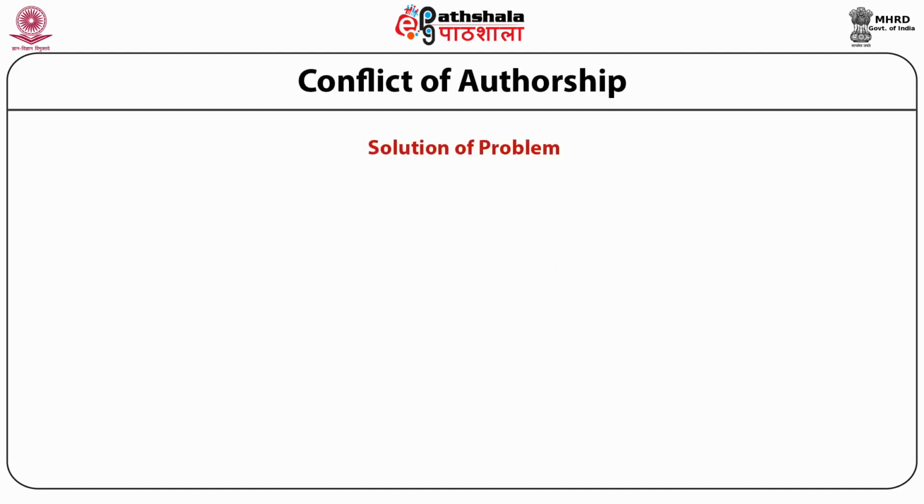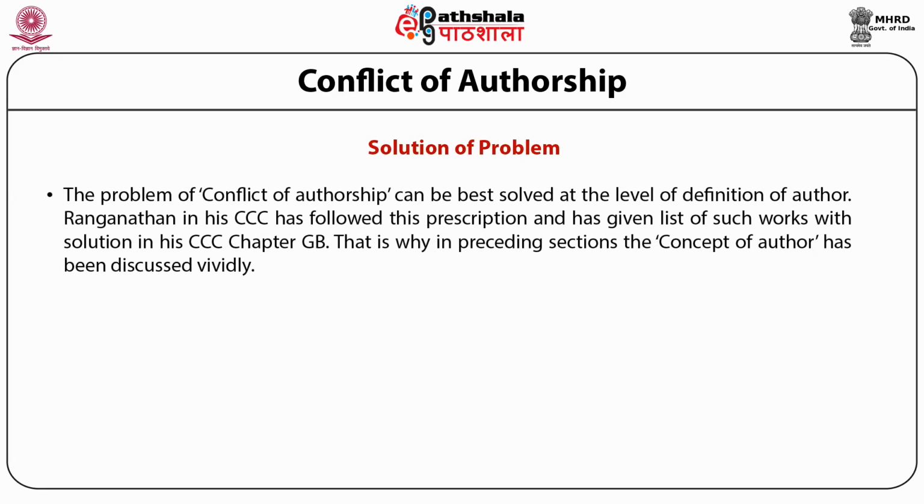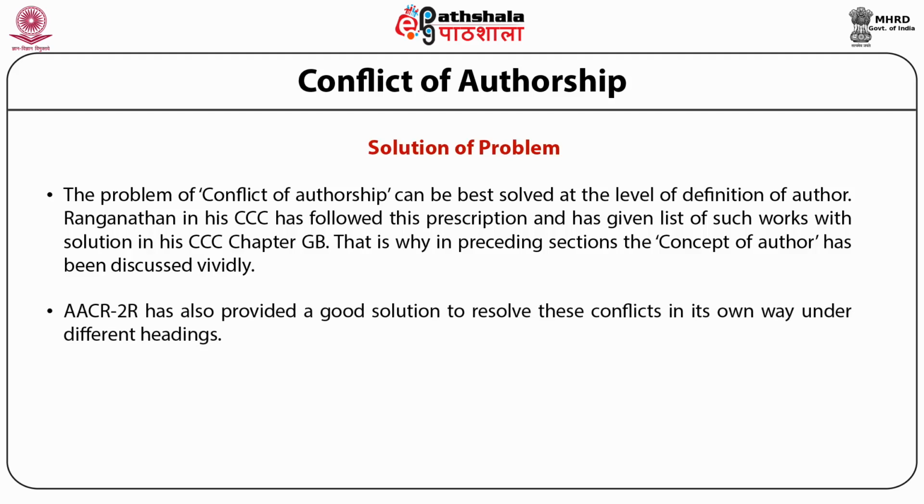Solution of the problem. The problem of conflict of authorship can be best solved at the level of the definition of author. Ranganathan in his CCC has followed this prescription and has given a list of such works with solutions in his CCC chapter GB. That is why in the preceding sections the concept of author has been discussed vividly. AACR-2R has also provided a good solution to resolve these conflicts in its own way under different headings.